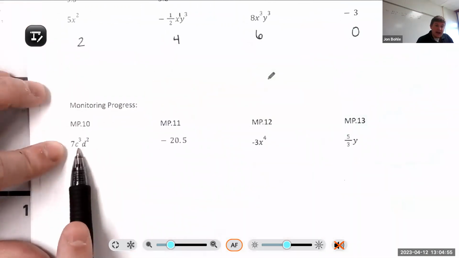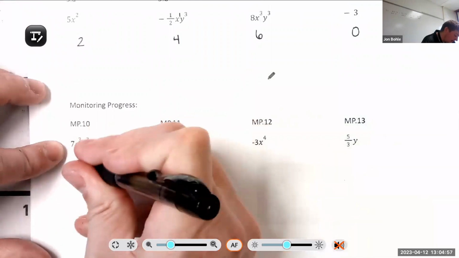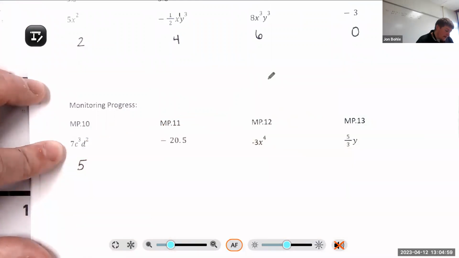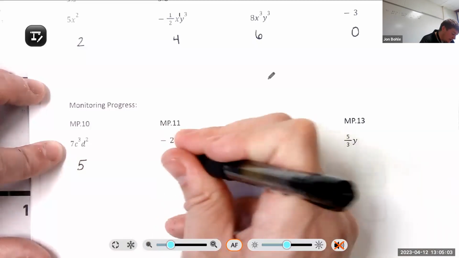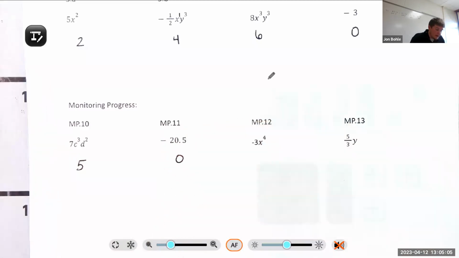Again, multiple variables, so we're going to add them together. 3 and 2 together is 5. Okay, -20.5 is a constant value. No variable means the degree is going to be 0.